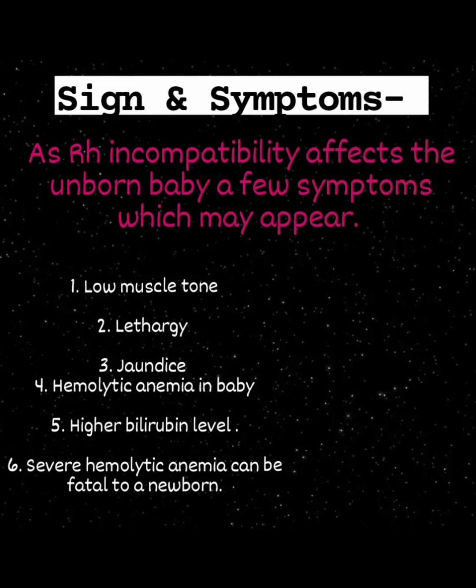Now, why is it occurring? It is occurring due to the death of RBCs. Also, it can lead to brain damage in the baby. Next one is, severe hemolytic anemia can be fatal to a newborn. So these are the main signs and symptoms of Rh incompatibility.